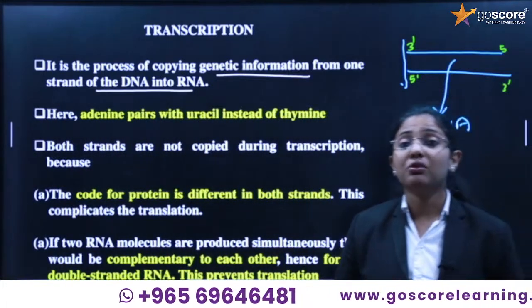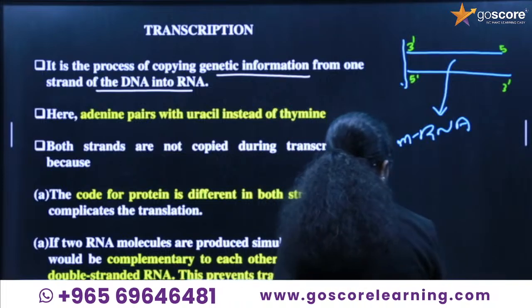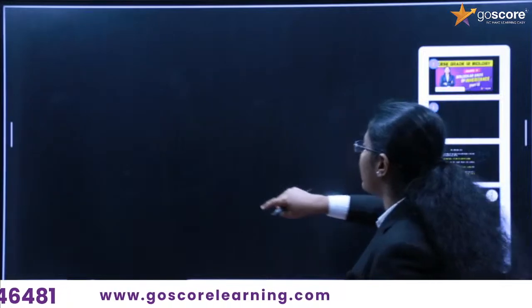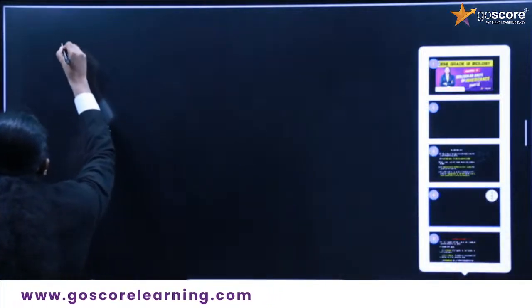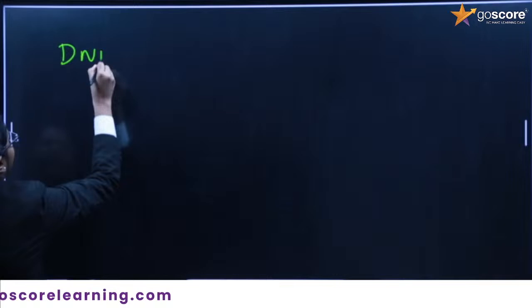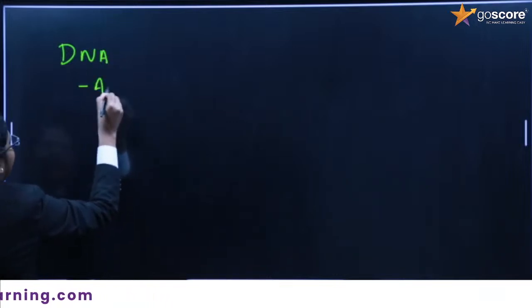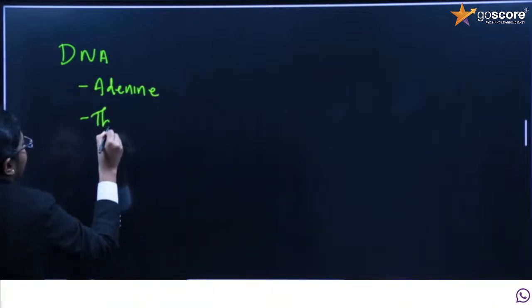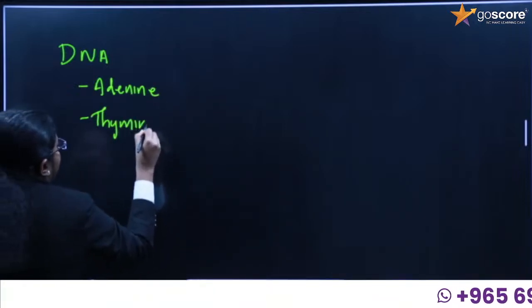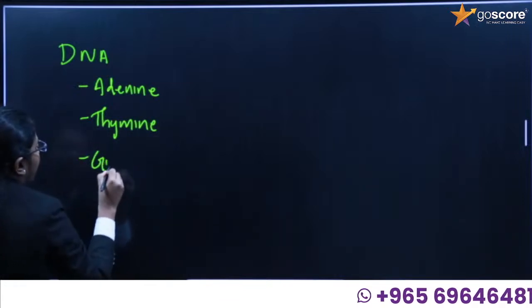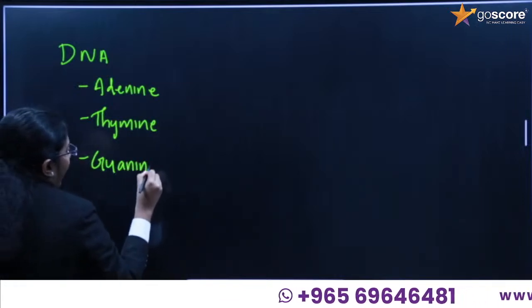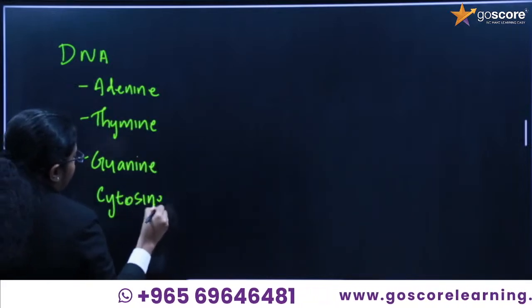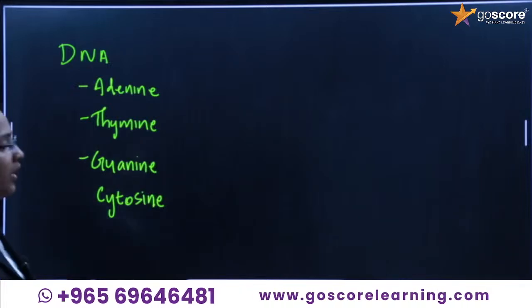I told you, in the case of DNA, DNA has different nitrogen bases: adenine, thymine, guanine, and cytosine. These are the nitrogen bases present in DNA.